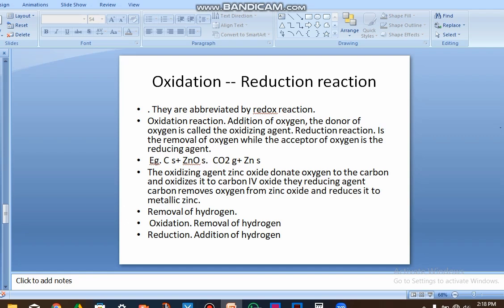So the last one is oxidation reduction reaction. We cannot define oxidation reduction just like that, because it is vast. Let me say it is versatile, meaning that it's very broad. It has a lot of explanation. Let's look at the first one, which is abbreviated as redox reaction. When you hear the word redox reaction, it is talking about oxidation reduction. They combine them together to form this single word, redox reaction.